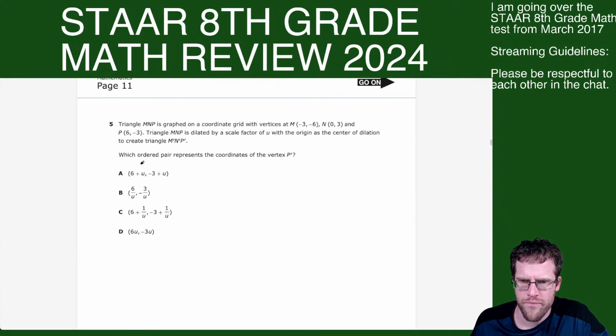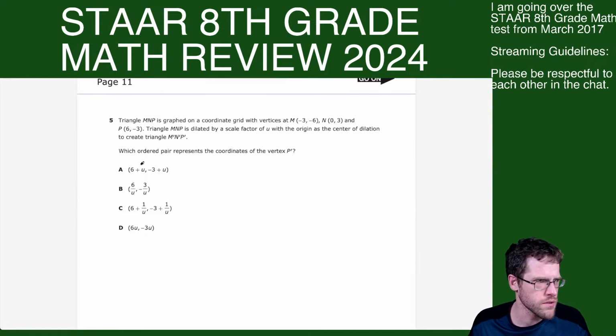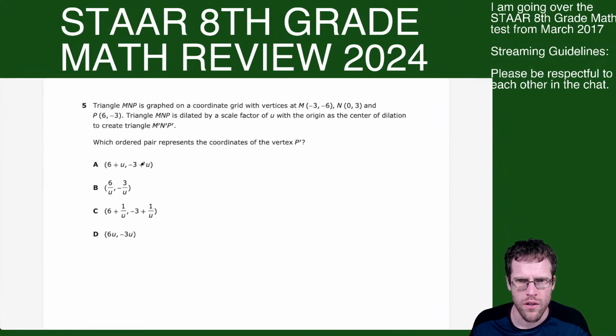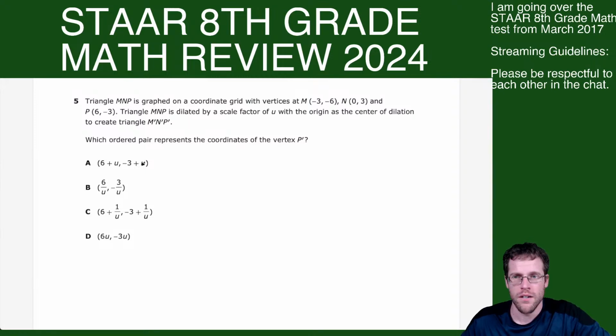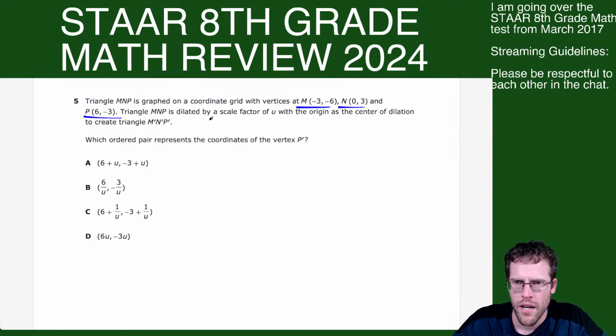Cool. All right, this one. So we will zoom in a bit so we can see a little better. And let's see, triangle MNP is graphed on a coordinate grid with vertices M, N, and P. And triangle MNP is dilated by a scale factor of u with the origin as the center of dilation to create this triangle. Which ordered pair represents the coordinates of vertex P prime?